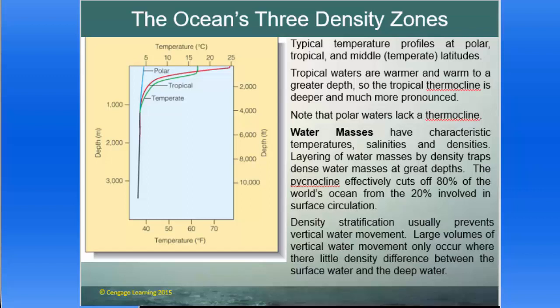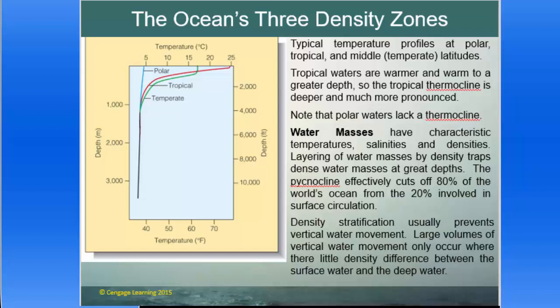So there is no thermocline in the polar waters. It's all a halocline. It's all a salinity difference that keeps the water in the polar regions density stratified. So water masses have characteristic temperatures, salinities, and densities. Layering of the water masses by density traps dense water masses at great depths. The pycnocline effectively cuts off 80% of the world's ocean from the 20% involved in surface circulation.